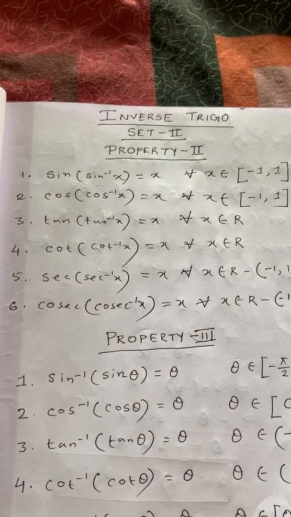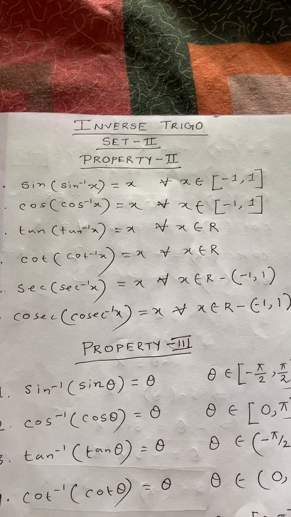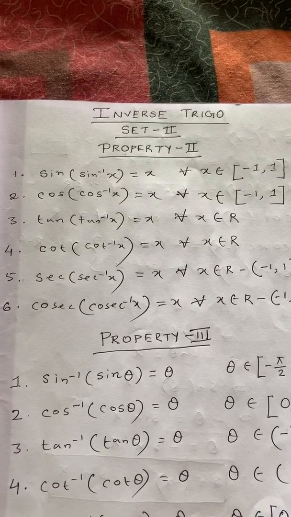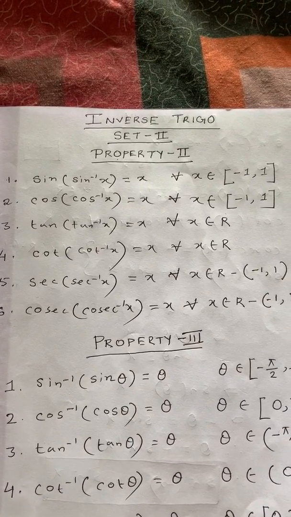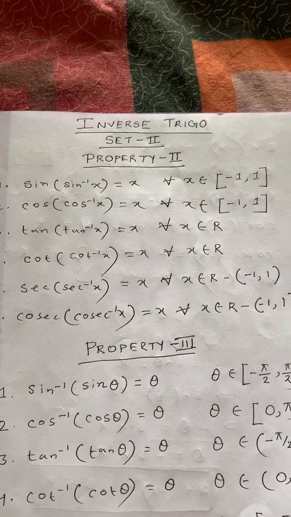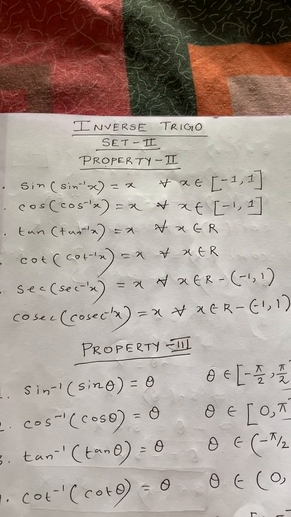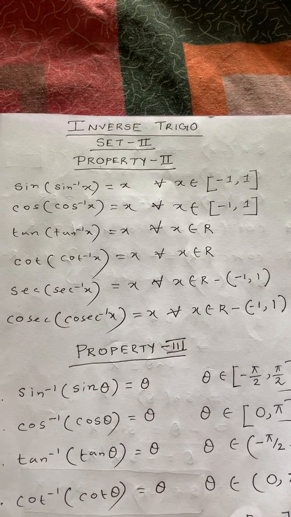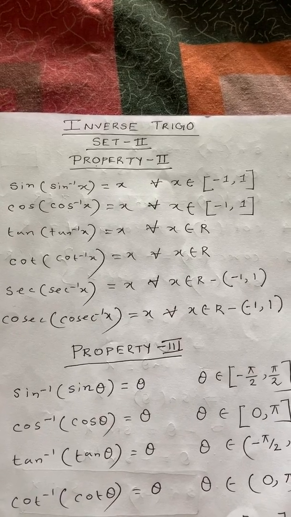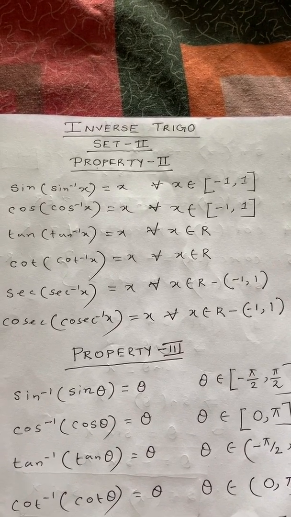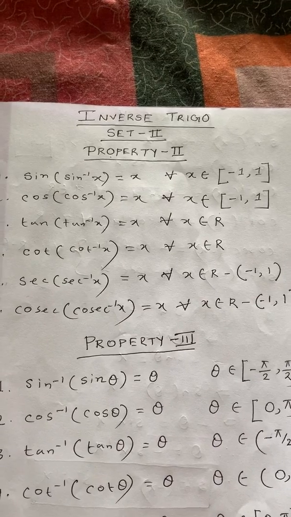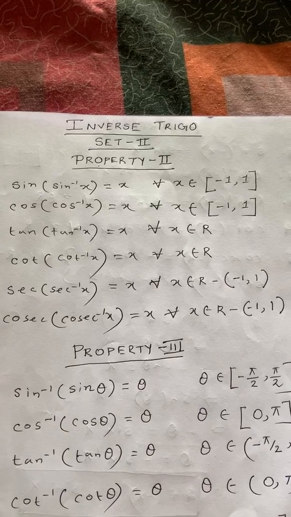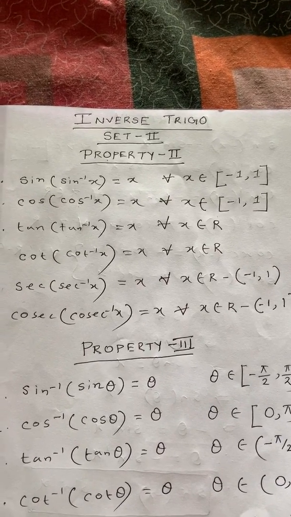The second rule is cos of cos inverse x is equal to x. There also the range of x remains the same. And we have tan of tan inverse x is equal to x, cot of cot inverse x is equal to x, sec of sec inverse x is equal to x, cosec of cosec inverse x is equal to x. Remember, see the range. These ranges are exactly what we have done in the principal value branch table. Do not worry, I'll be posting this page along with the video, so you will get a clear idea about the range and the formula.